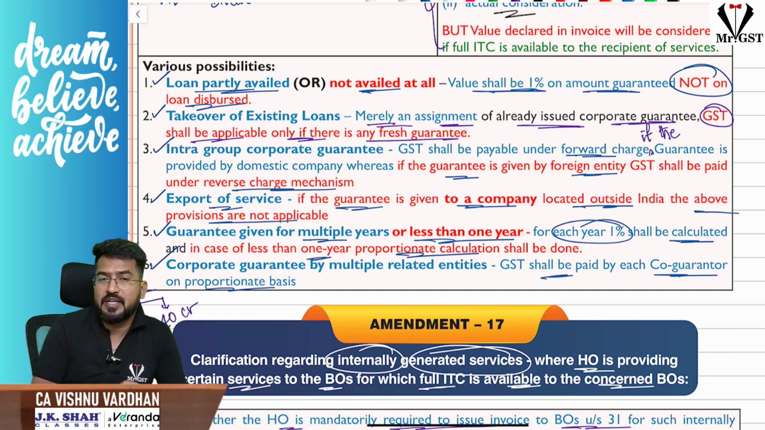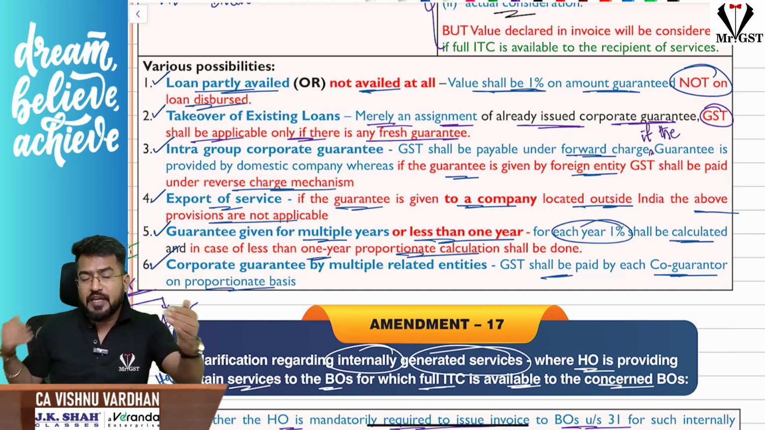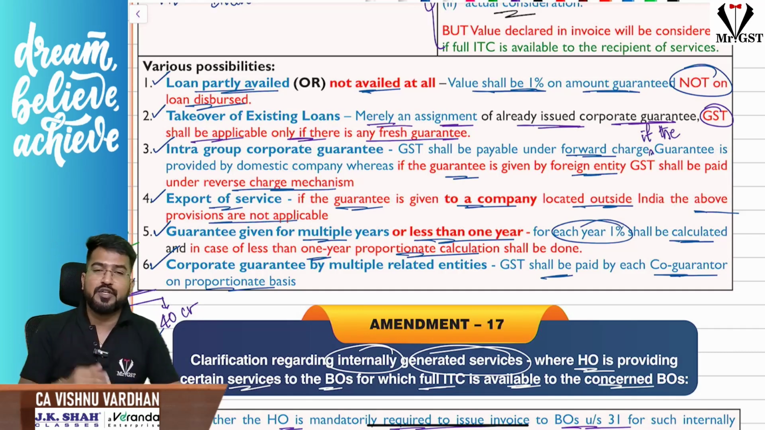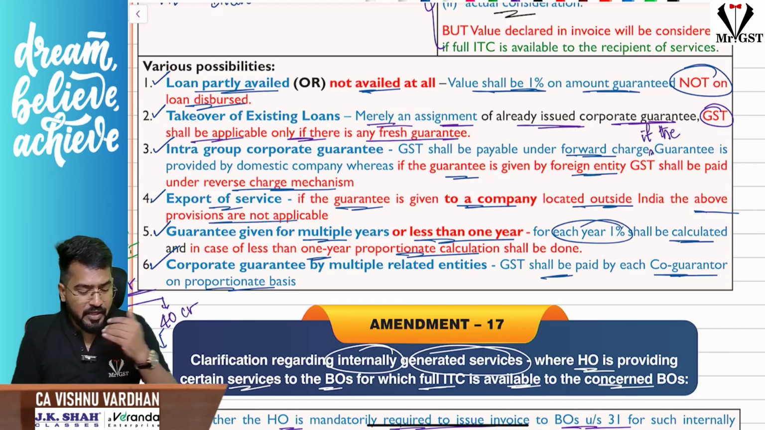Next, number 5. Guarantee given for multiple years. As I told, Mahavishnu Limited has given a guarantee for Vaikunth Limited for 5 years for that 100 crores. Each year we should calculate this value, 1% or actual consideration, whichever is higher, and we should discharge the GST liability accordingly.